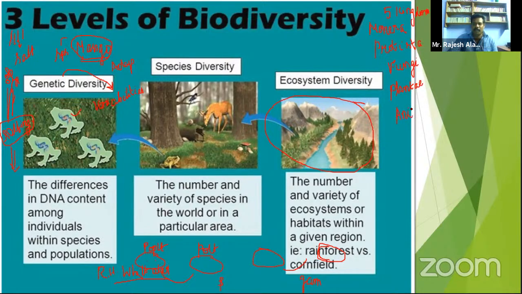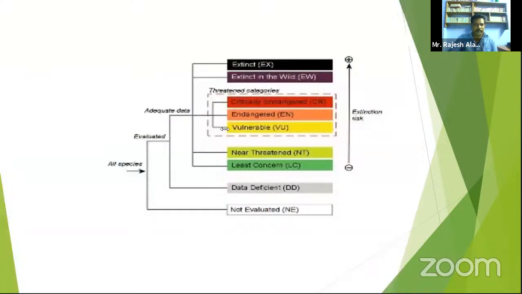The same R.H. Whittaker gave alpha, beta, and gamma diversity. If the diversity takes place within the population, it is alpha. Between populations or between communities, it is called beta, and between ecosystems, it is called gamma diversity.